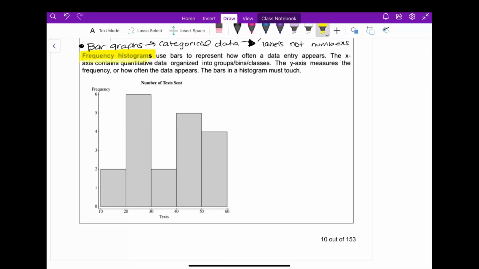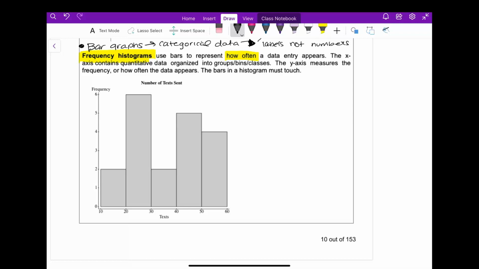This is what we're learning now, okay? Frequency histograms. They're going to use bars as well, which is why I connected it to bar graphs. But they're going to represent how often a data entry appears. So I want you to focus on this often, okay? This is going to use numbers. The x-axis contains quantitative data.